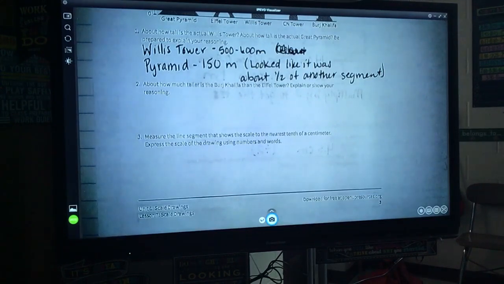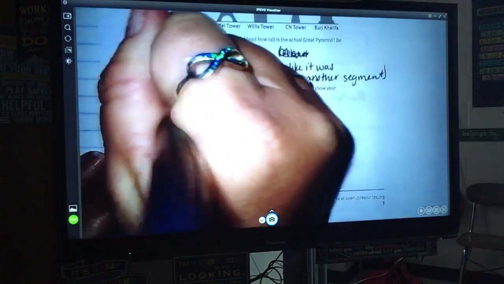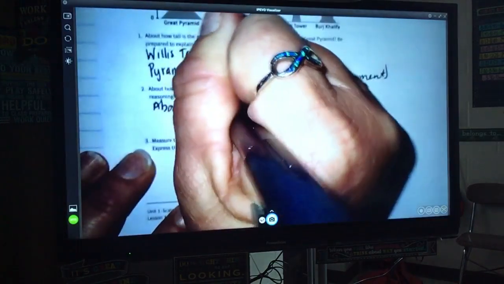Taylor, what'd you guys come up with? We said it was 600 meters bigger, because we said that the big building was 1,000 meters because it had 5 centimeters and 10 half, so that would equal 1,000 meters. And then we said that the Eiffel Tower was 400 because it was 2 centimeters. And then we just subtracted 400 from 1,000 and got 600. Okay. So it's about 550 meters tall.